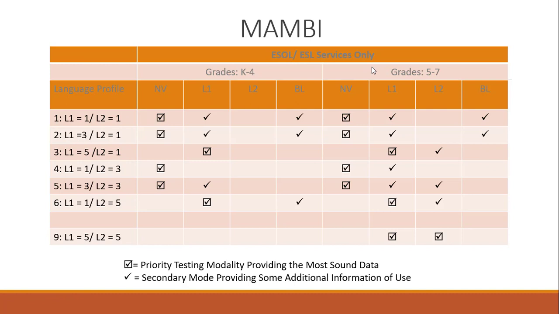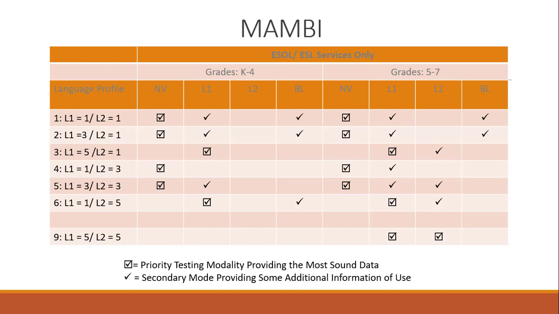There are options for kids who've received bilingual education, which means that they actually have received language instruction in both English and their other language, and there are different ways that that looks. And so, the three things you have to know in order to do the MAMBI: what is their language profile? What grade are they in? And what kind of second language instruction did they receive?